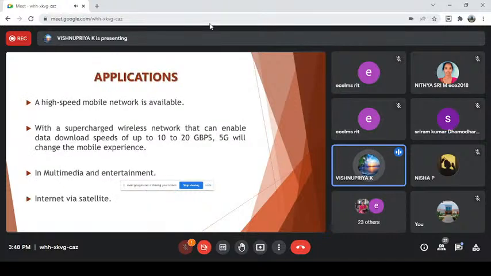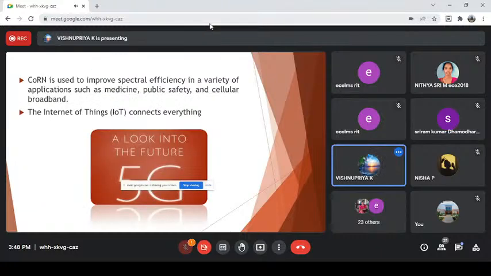Here are some of the applications listed. A high-speed mobile network is available. 5G will transform the mobile experience, and it is also used in multimedia and entertainment, as well as internet via satellite. Cognitive radio networks are used to improve spectral efficiency. The Internet of Things connects everything.